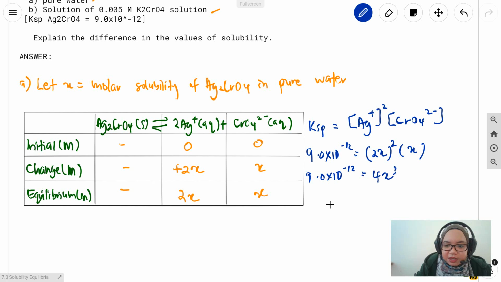Betul? So you will get x is equals to 1.31 times 10 to the power of negative 4 molar. So kita dah let x sama dengan molar solubility kan. So kita terus dapat x equals to 1.31 times 10 negative 4 molar.